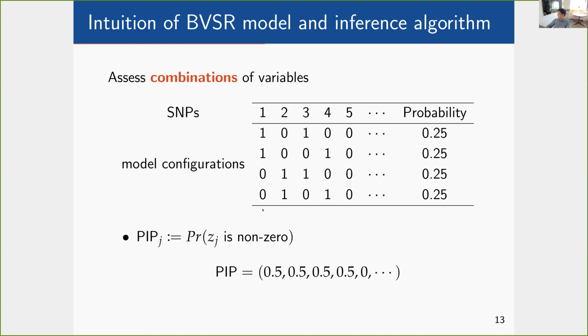But for the rest of them, there's nothing there. So for the first SNP, aggregating these two, the posterior inclusion probability is 0.5. So on and so forth. That's how you formally make this inference.